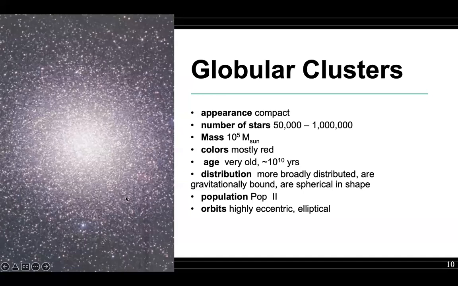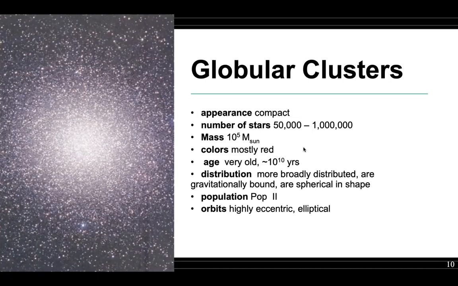What are globular clusters? Globular clusters are mostly found in our Milky Way galaxy, in the halo, where you have these clumps of stars, and they appear to be compact. The number of stars in globulars can range from tens of thousands to millions of stars. The masses of these globular clusters are about 10 to the power of 5 solar masses.